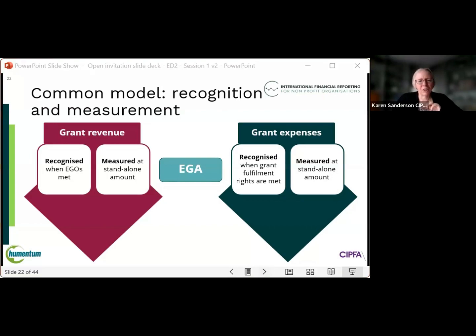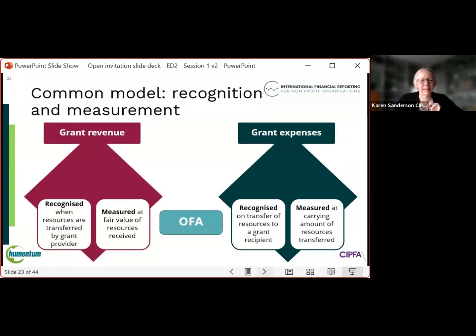So I'm turning now to an OFA, if I have the next slide, please. Again, for both grant revenue and grant expenses, they are recognised when the resources are transferred. So if you are a grant recipient, you recognise it when the resources have been transferred to you. And if you are a grant maker, they are recognised at the point that you provide the resources to another party.